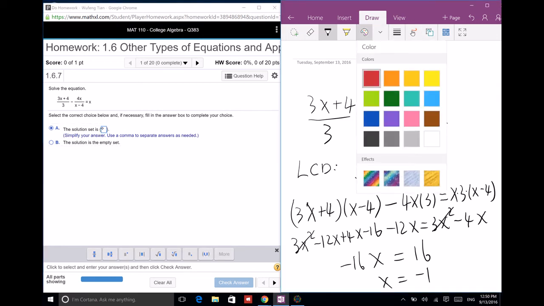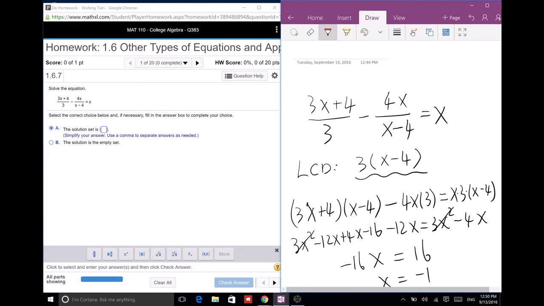Oh, my bad. So 3 times negative 1 is negative 3 plus 4 is 1 over 3. Minus negative 1, so it is 4 over negative 1 minus 4, which is negative 5. It seems like there's something wrong here. Let me check it again.